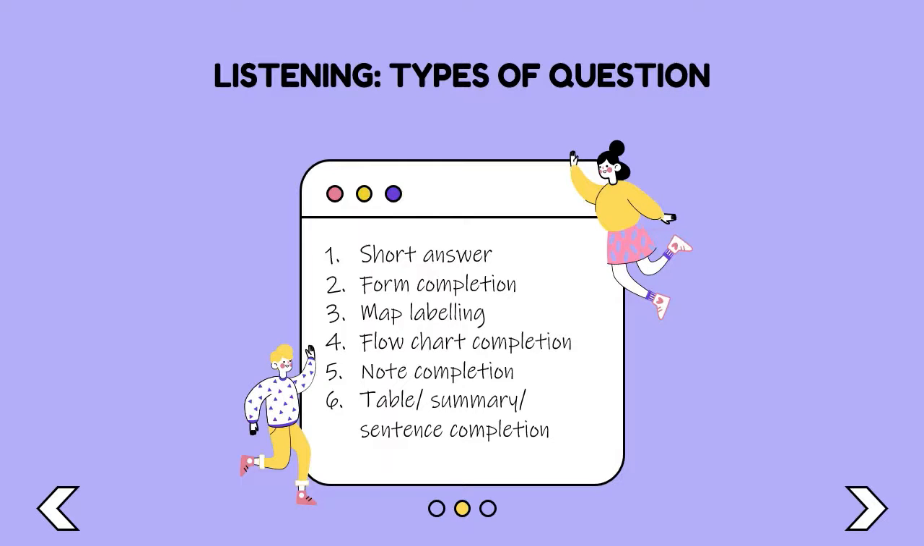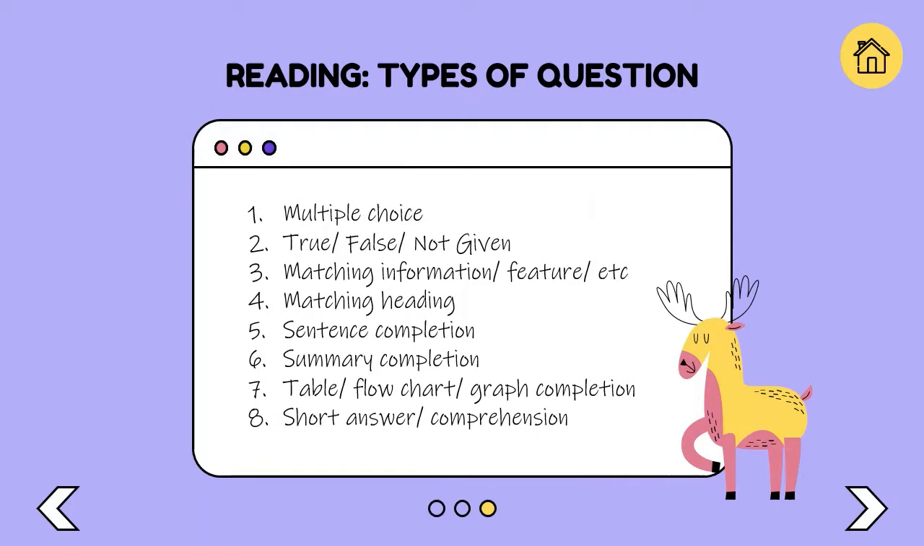These are the types of questions that you can find in the listening part. You have short answer, form completion, map labeling, flowchart completion, note completion, table or summary or sentence completion. While in the reading part, these are the types of question: multiple choices, true, false, not given, matching information or feature, matching heading, sentence completion, summary completion, table, flowchart, graph completion, and last but not least, short answer or comprehension.